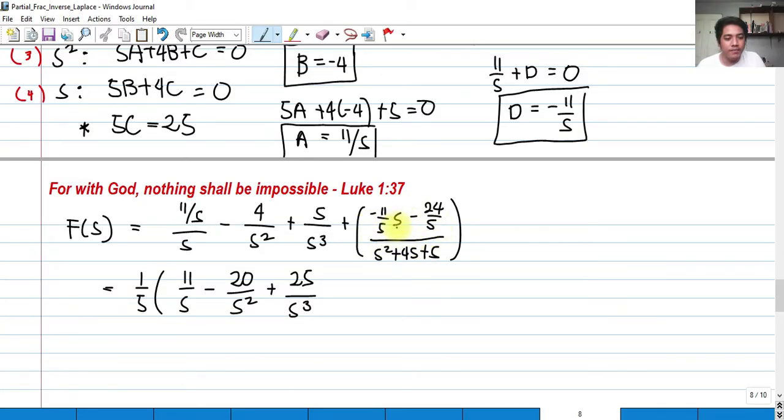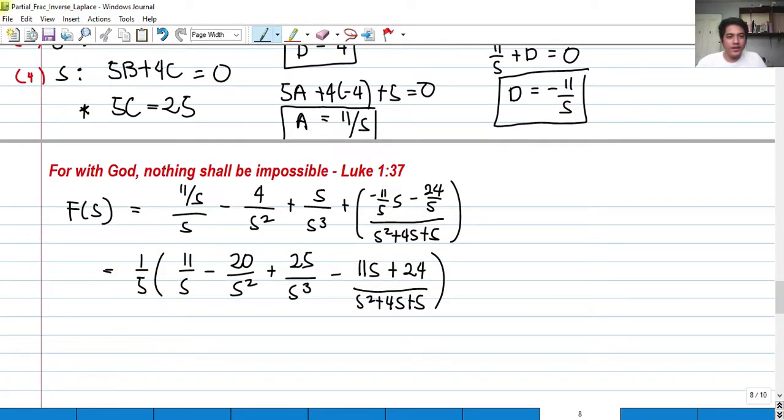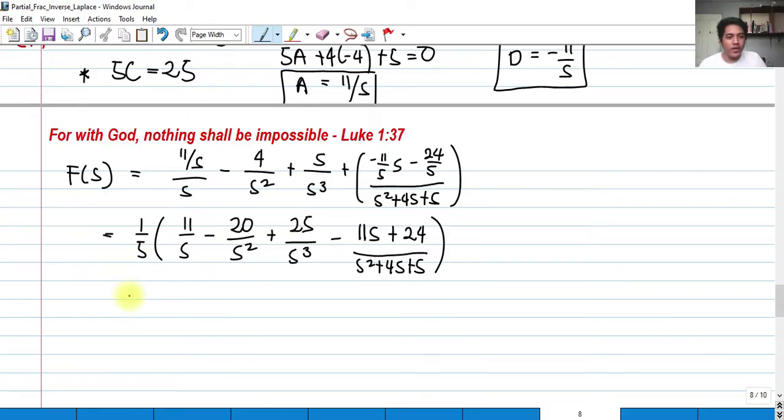If I convert this as the minus sign, this would be a minus 11s. So this should be plus 24 over s squared plus 4s plus 5. I actually change this positive into minus, so this would be negative 11s. Distribute this negative 11s, negative 24, which is equal to this. So now we are ready to get the Laplace transform.